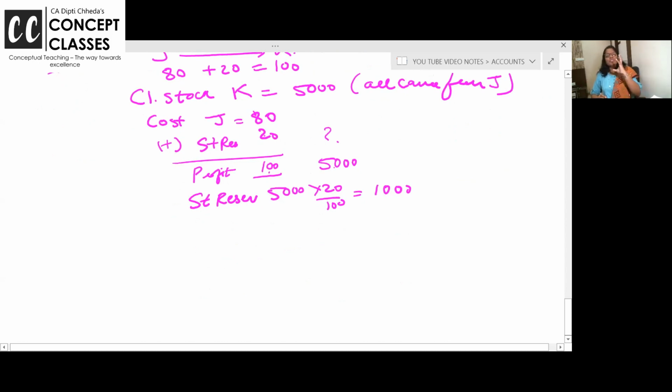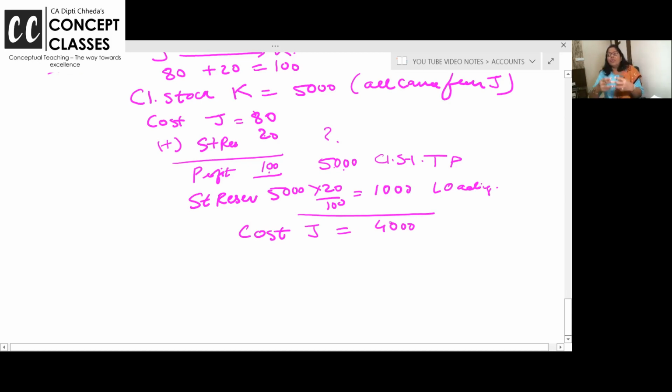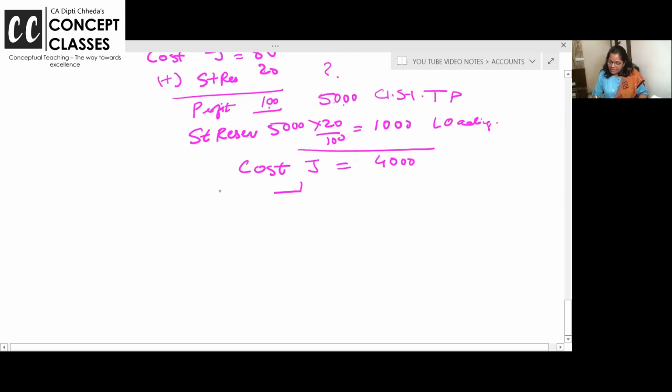But now the most crucial and pumping heart of this problem. 5,000 is the transfer price of closing stock. From the closing stock transfer price, take out the loading and stock reserve. What is the cost for J now? 4,000. Can I say J has sent 4,000 goods to K adding 1,000 loading? What? But J is also not having 100% his own stock.